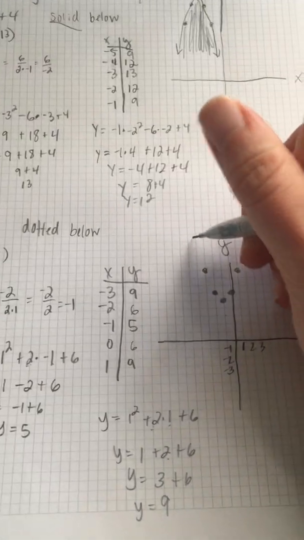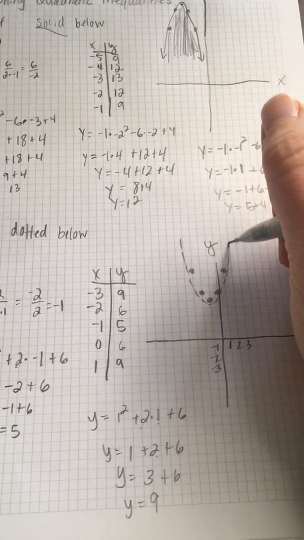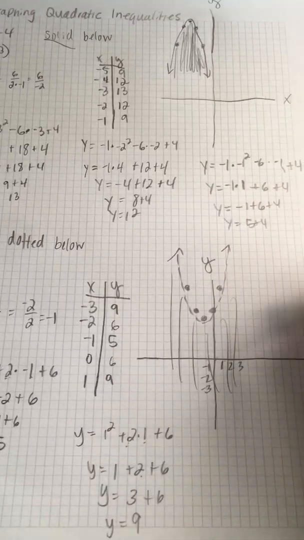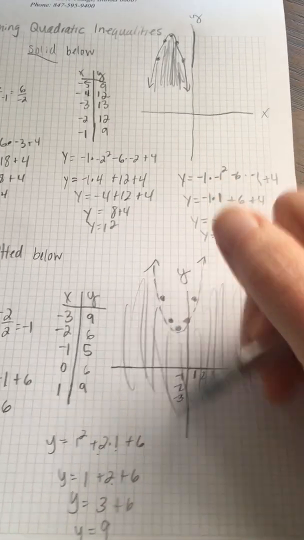We said dotted and below would mean go anywhere and draw lines going down. So we're shading all of that.